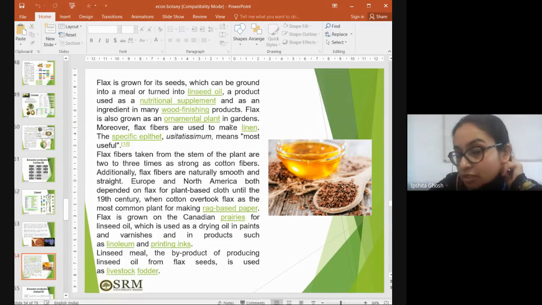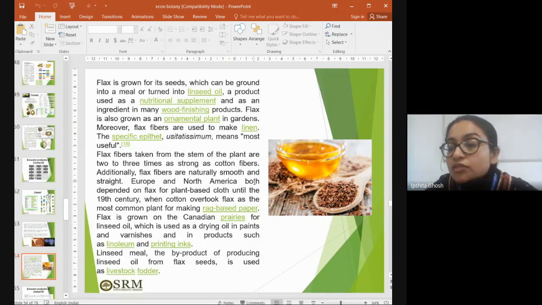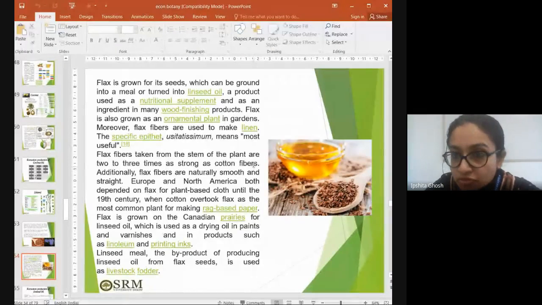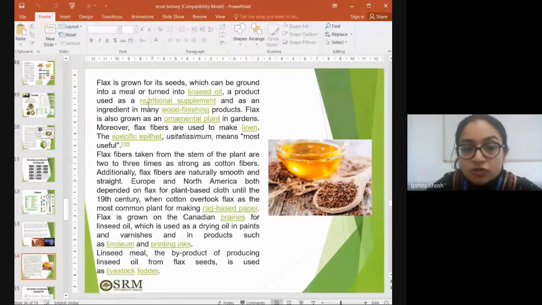So it's available. It's a cloth type which is called linen. The flax fibers are used for production of linen. So nowadays we get linen garments. It's actually a very soft garment, soft textured. So linen is also a fiber yielded from the flax plant. So this is another use which you can remember.